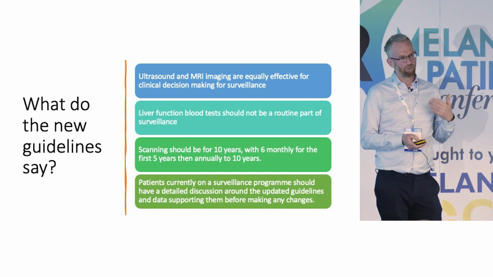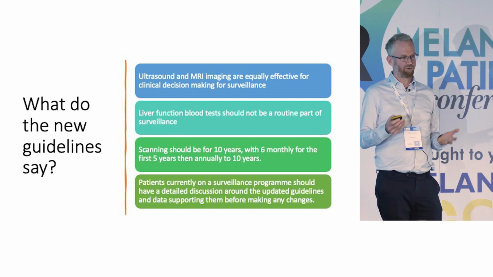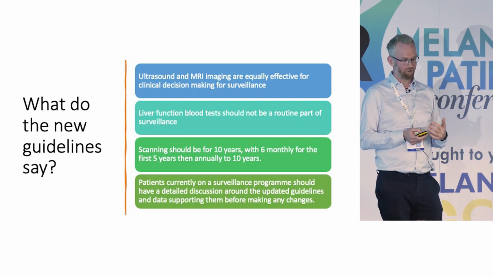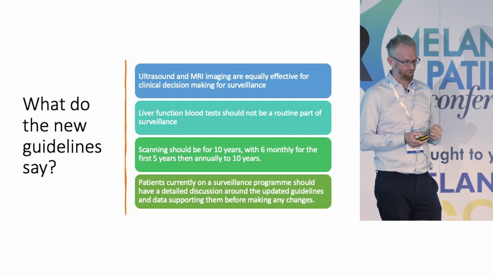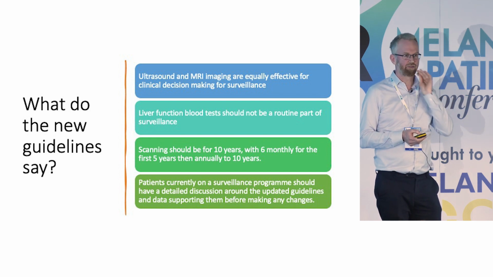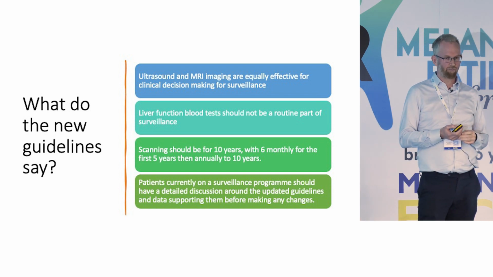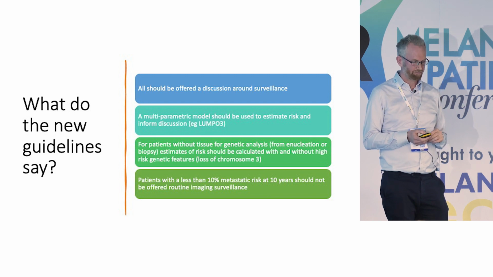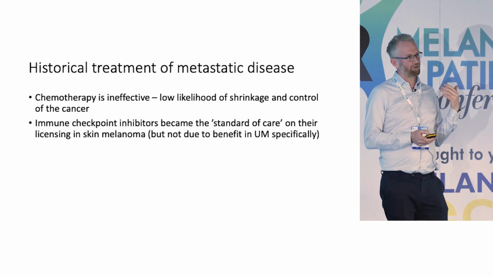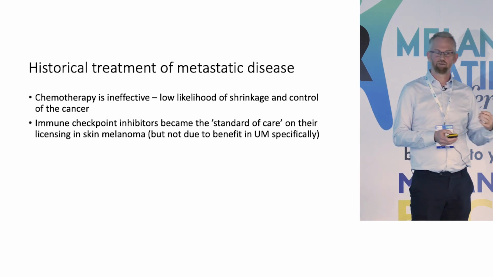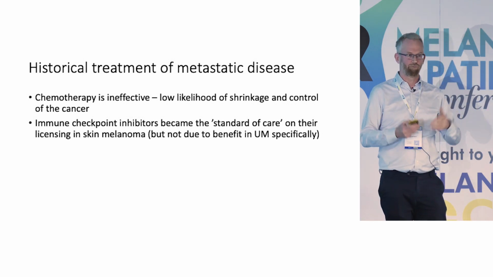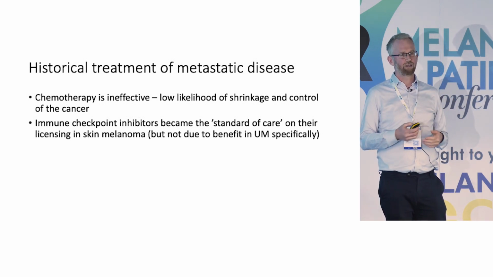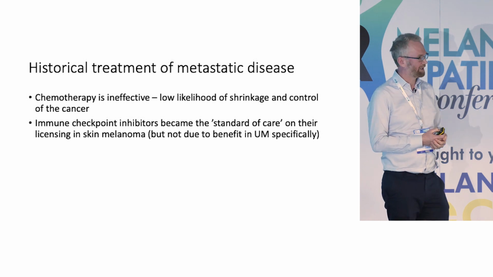We know that ultrasound and MRI have differences in sensitivities, but they're probably equally useful in terms of decision-making for surveillance. Liver function tests don't really have a role in surveillance, and scanning should be for 10 years, 6 monthly for the first 5 years, then annually to 10. And then for those already under surveillance, to discuss any changes that the guidelines may be driving. So that's probably the most contentious topic in the whole of uveal melanoma. It has always been about which surveillance to use and how often to use it. So it is really important to have guidelines, and we can try and benchmark against that.